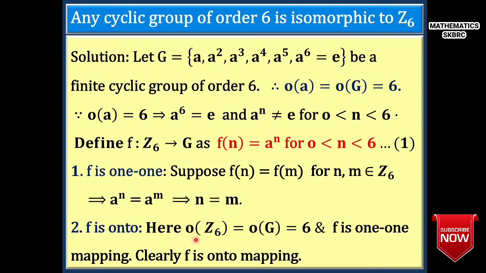Here we observe that the order of Z6 is 6, Z6 contains 6 elements, and the order of G is 6, G contains 6 elements. That is, the order of Z6 equals the order of G, which is 6, and f is a one-one mapping from Z6 to G. A one-one mapping means distinct elements in Z6 have distinct images in G. Clearly, f is an onto mapping. That means every element of G, the codomain, has a pre-image in the domain Z6. Therefore, f is onto.